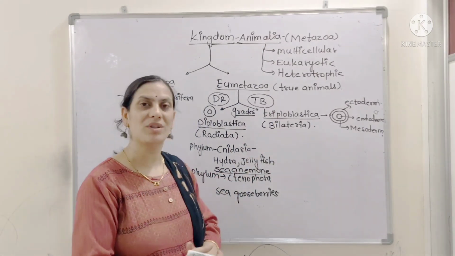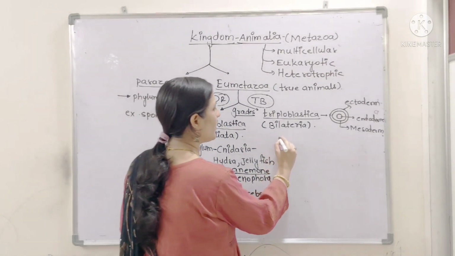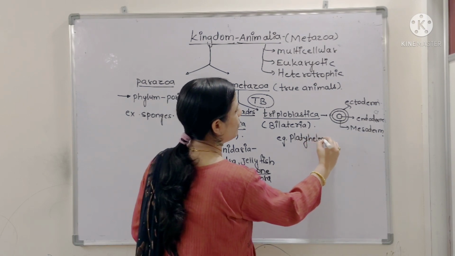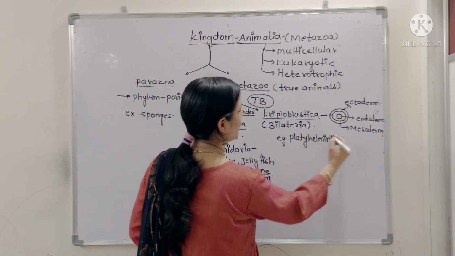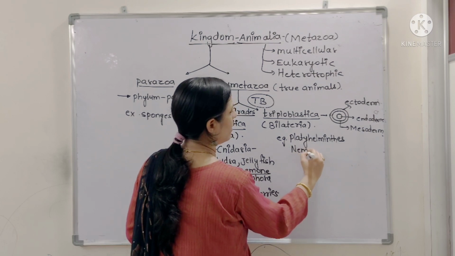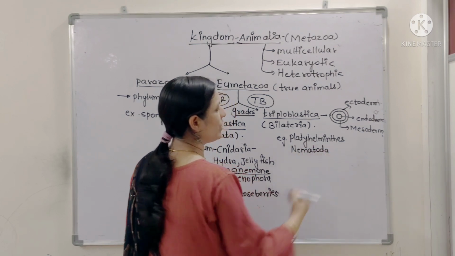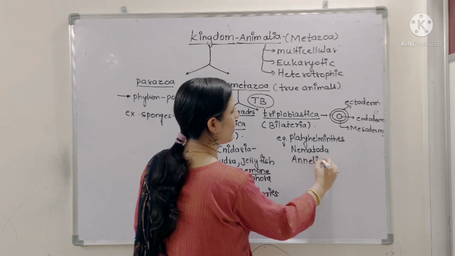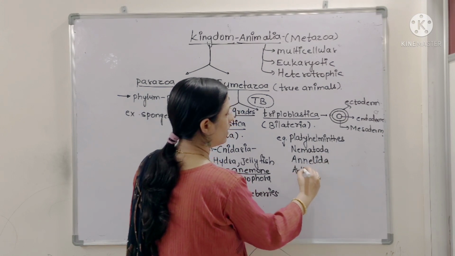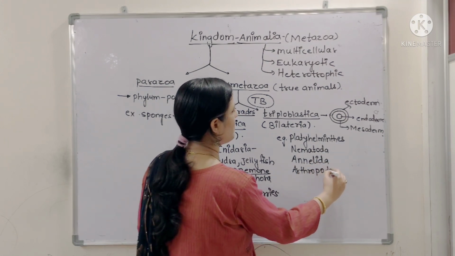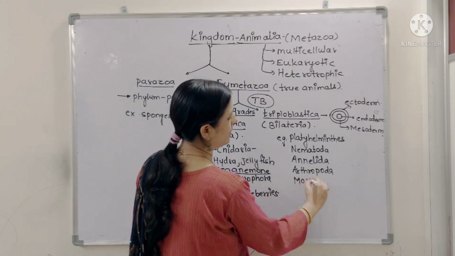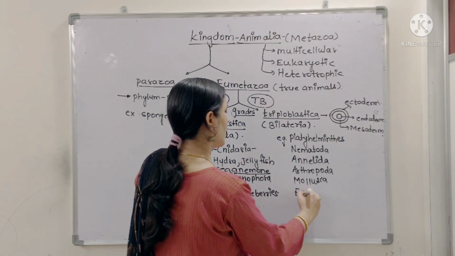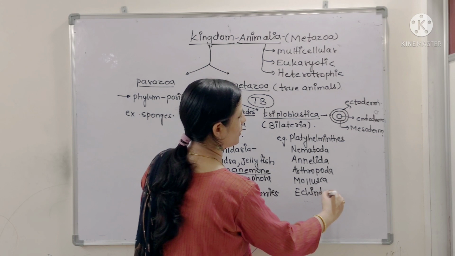So let me talk about the triploblastic phyla. The first triploblastic phylum is Platyhelminthes, which includes flatworms. Then Nematoda or Aschelminthes, which includes roundworms. Then Annelida, which includes earthworm. Arthropoda, where all the insects come as a simple example. Mollusca, where octopus is an example. Echinodermata, starfishes.